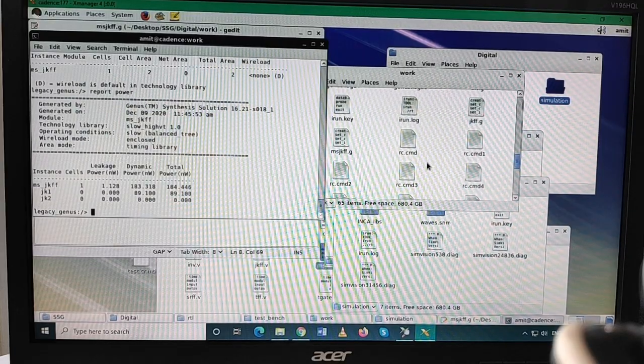Alright, so this covers all the flip-flops. In our next lab we will be covering counters. So this is it for today, guys. I hope you have understood.